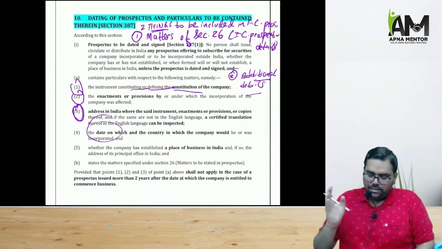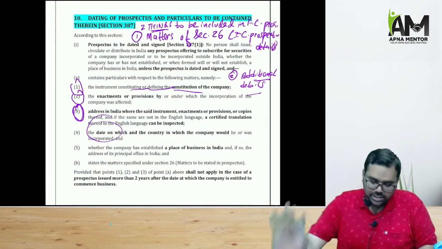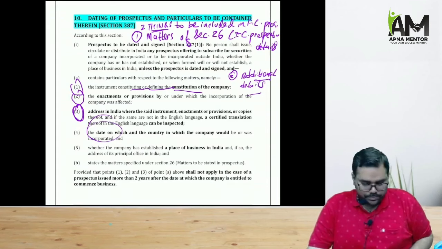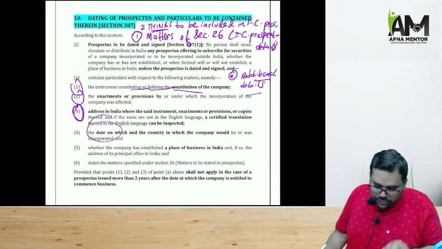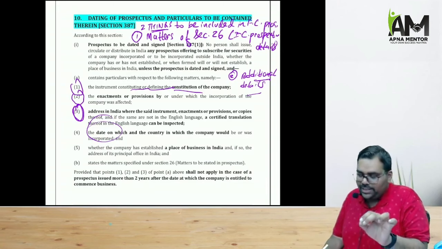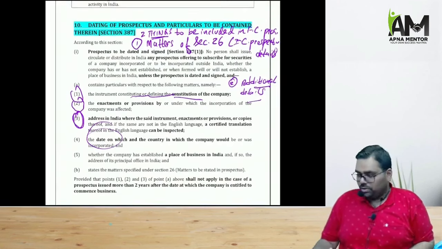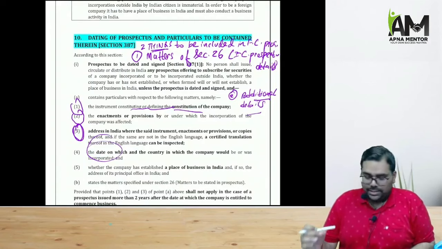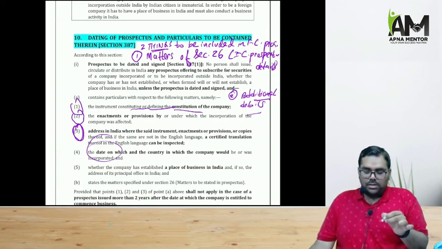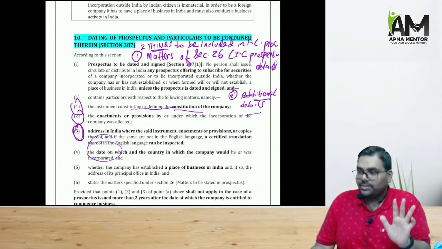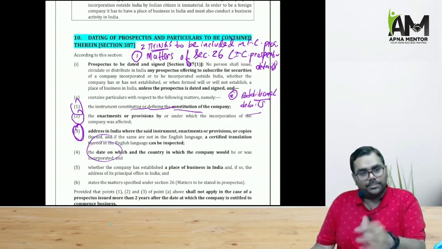Number 1, mainly the matters to be given in the prospectus of an Indian company under section 26. And then additional particulars. What are the additional particulars? First of all, the instrument constituting or defining the constitution, meaning the charter of the company. The main instrument that is constituting or defining the constitution of the company. Secondly, the enactment or provisions under which the incorporation of the company was effected. Under whichever act the incorporation of the company was done.